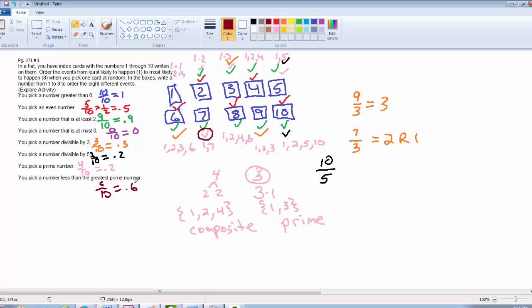Now the last thing is, we're going to take all of this and put them all in order. So let's read that one more time. Order the events from least likely to happen to most likely. Okay, so we're going to start off with least likely. It's going to be with the lowest number, which is going to be this one right here. So we'll make that a 1. Okay, and then we're looking for the next one. I believe it's going to be this one with the 0.2. That's going to be our second one.